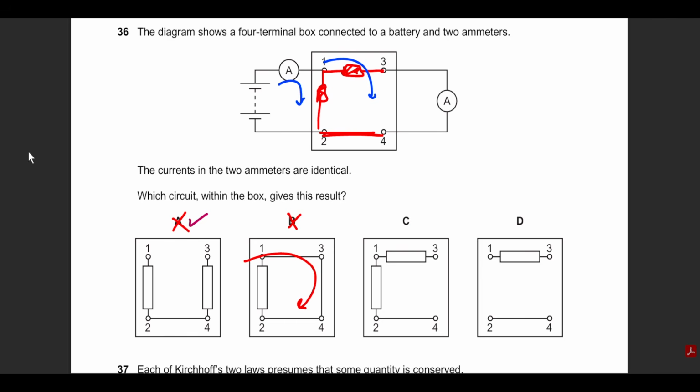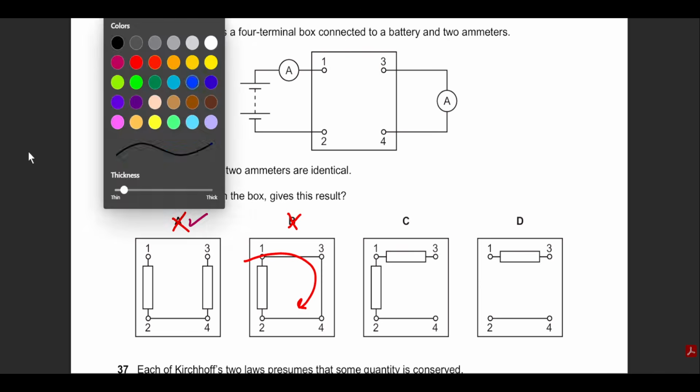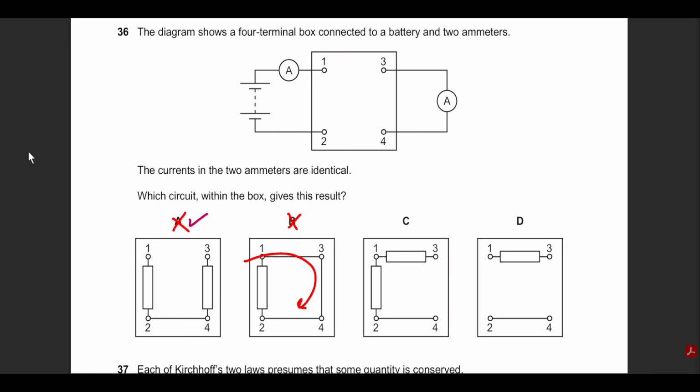In option D, the current coming out and option D as well. So what could be the problem? So option C, in option C, if you look closely, you see the R1 is connected here and R2 is connected here, with the connection complete.